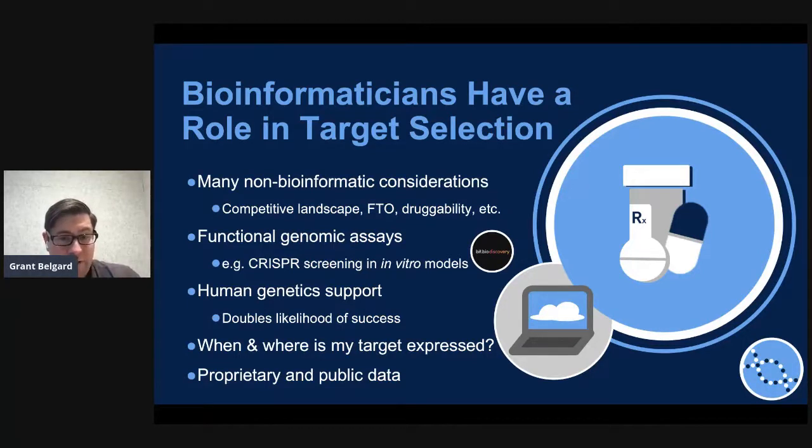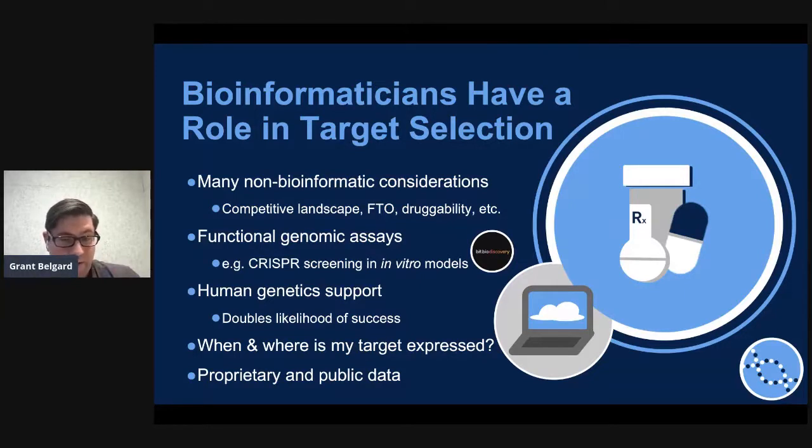The target needs to be druggable. It needs to be safe. There needs to be a potential for meaningful improvement over the standard of care and at a reasonable price point. We could go on and on. In my opinion, failing to involve bioinformaticians in a target selection process is negligent. I've listed a few non-exhaustive examples here.